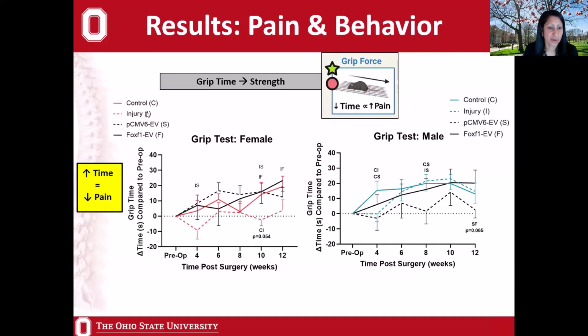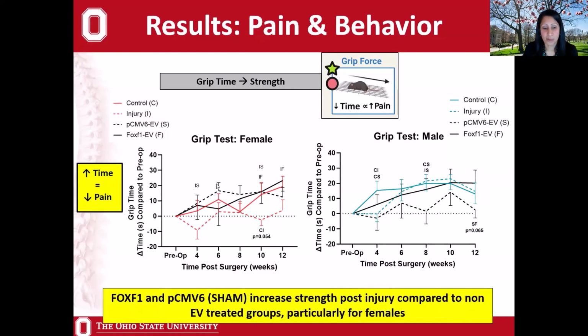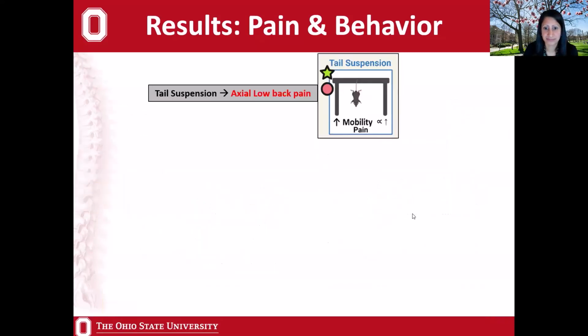The control and injury groups are in the colors, so red for the female, blue for the male, and then our treatment groups are in black, so the dashed lines are our sham EVs, and the solid black line is the FOXF1. But what you can see is that with FOXF1 and the sham, we see an increase in strength, particularly in the female group compared to our controls, and less so in the males.